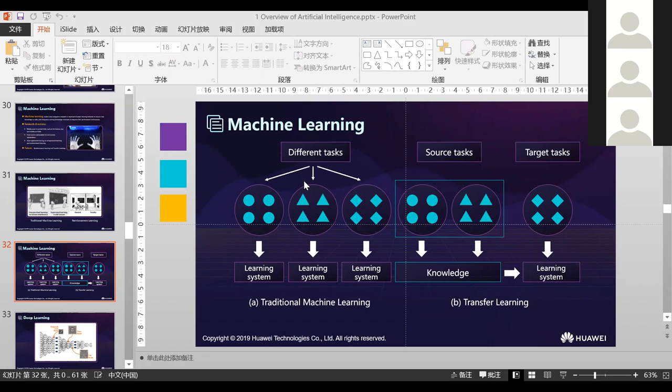Another example: we have a trained model. This first model can do image classification. It can recognize whether it's a dog or a cat in the image. And here comes another task. This task is also an image classification task, but this time we want to classify whether it's a flower or an apple in the image. So it's a similar task, both image classification, but different objects. So we can use the original pre-trained model to do the similar task, just fine-tune the parameters in the model and it will work. That is transfer learning: use the pre-trained model to do a similar task.